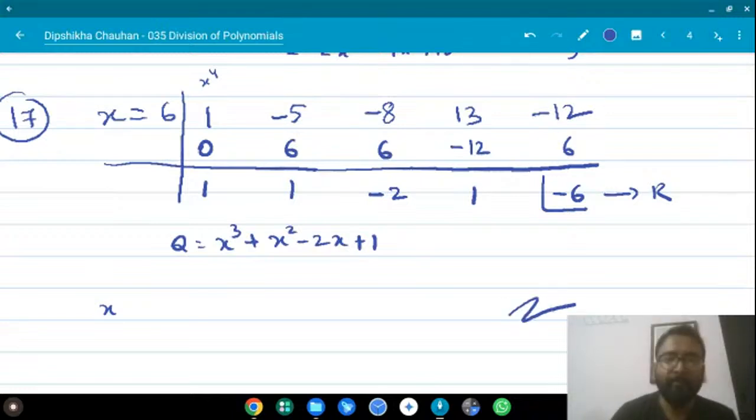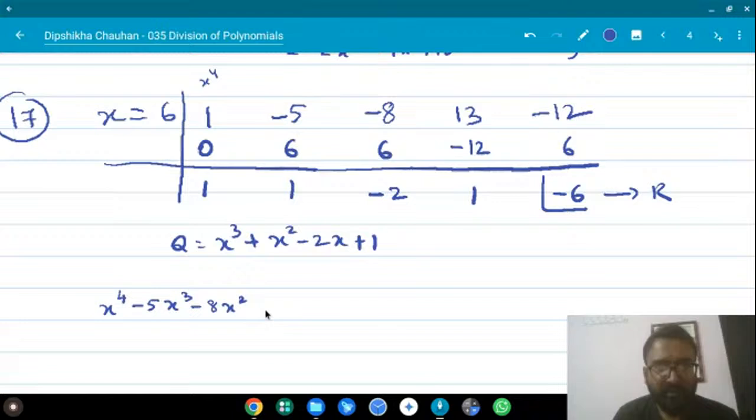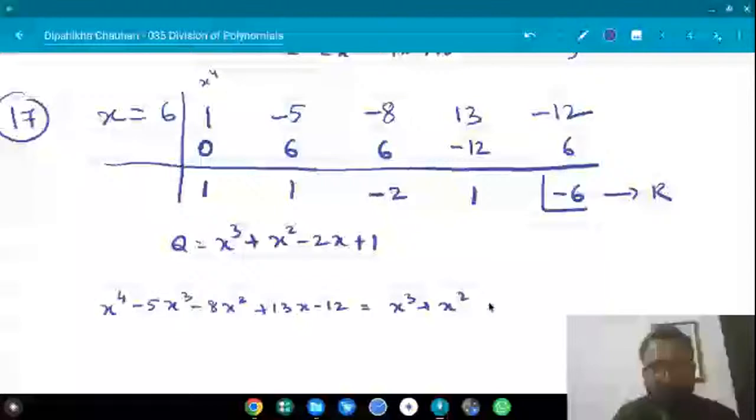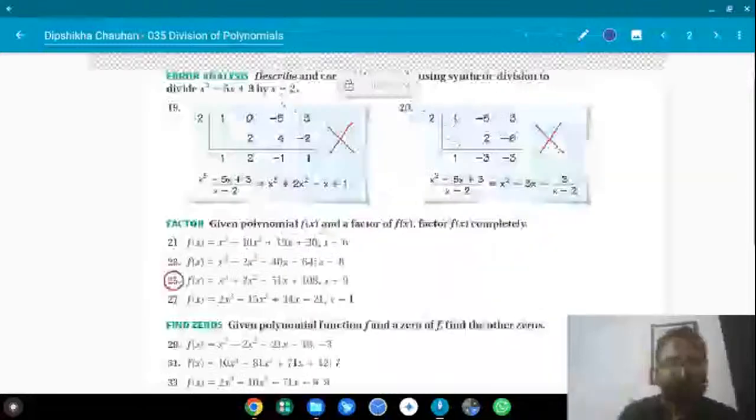Okay, fine. So x power 4 minus 5x cube minus 8x square plus 13x minus 12 equals x cube plus x square minus 2x plus 1 into x minus 6, and the remainder is minus 6. Okay, so we have to identify those errors. Question number 19. Can you find where the error is?